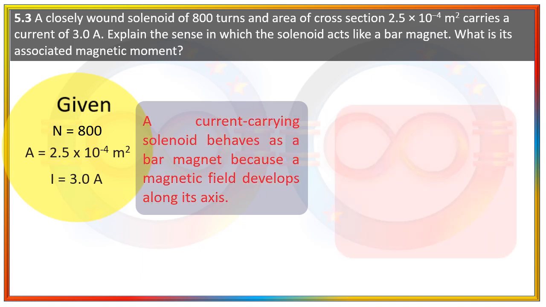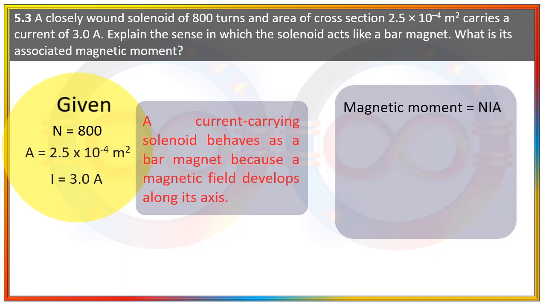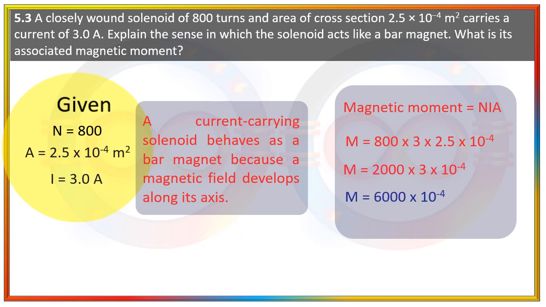Now the next part of this question is magnetic moment we have to calculate. We know that the formula for the magnetic moment is I into area for one turn. There are many turns in the solenoid, so it will be number of turns into current into area, that is NIA. Now N is 800, I is 3, A is 2.5 into 10 raised to minus 4. Once we calculate, it is 800 into 2.5, it is 2000 into 3, it is 6000 into 10 raised to minus 4, or 0.6 ampere meter square.